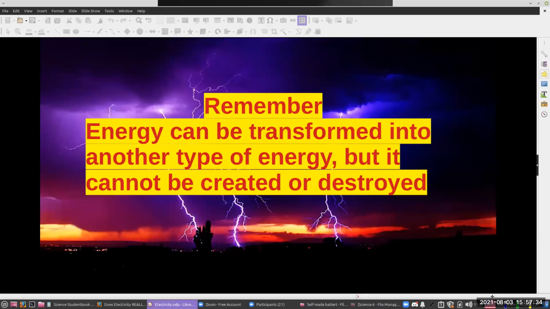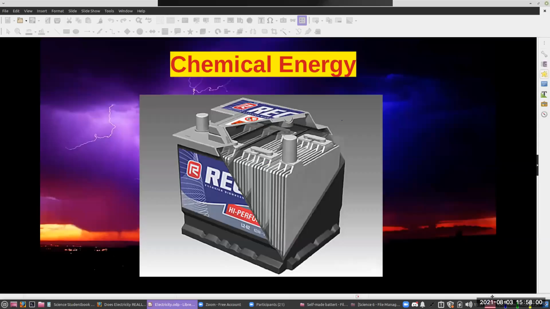So that means we can use the electricity's energy. Remember, energy can be transferred into another type of energy, but it cannot be created or destroyed. You cannot create electrons. They are already there. But we have to put energy in so we get electricity out. As an example, chemical energy. In chemical energy, we use, as an example, acid and lead in a car battery, or other materials where I can bring electrons to move.